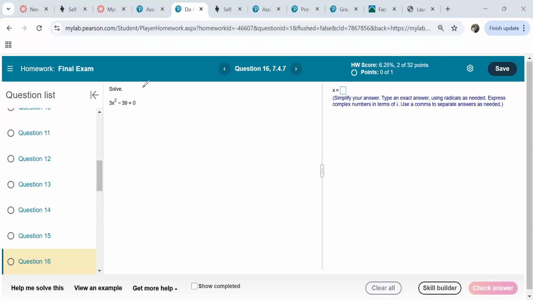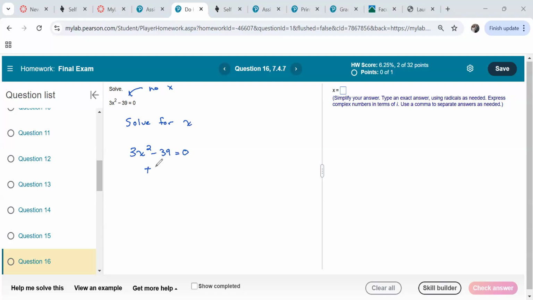So this is the case where there is no x term. We just have an x squared and we have the constant. In this case, we're going to solve for x by first solving for x squared. So we're going to have 3x squared minus 39 equals 0.